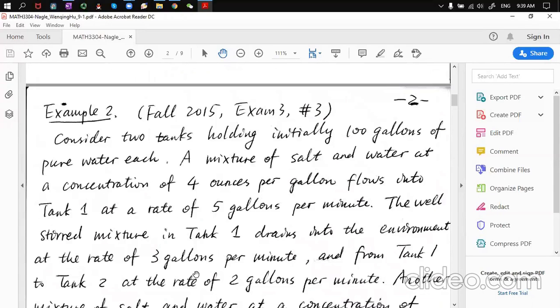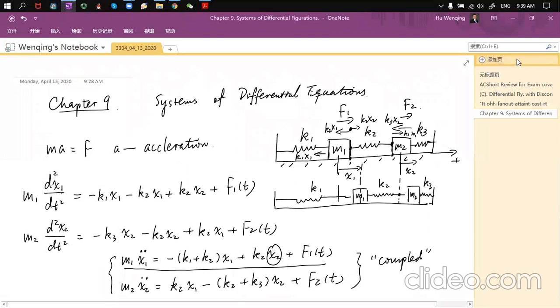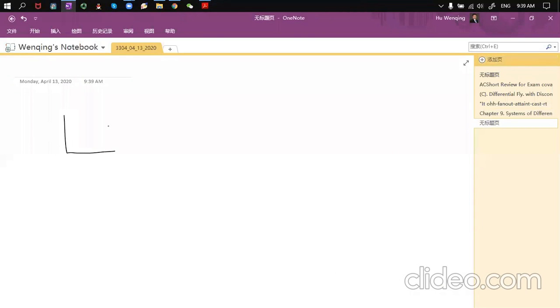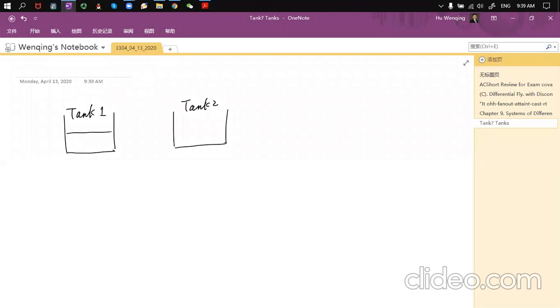So what happened here? The problem looks very long, but a good idea is to draw pictures. The tank problem has, of course, a tank 1, and there's also a tank 2. These are the two tanks. So what does the problem say? Well, the problem says that initially these two tanks hold 100 gallons of pure water each. So initially, 100 gallons of pure water for each tank.